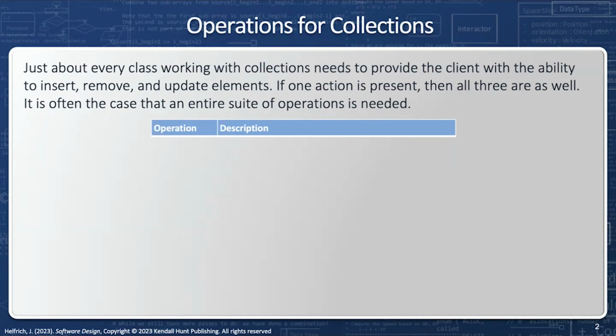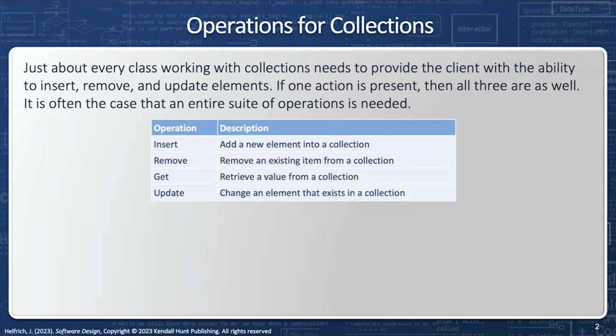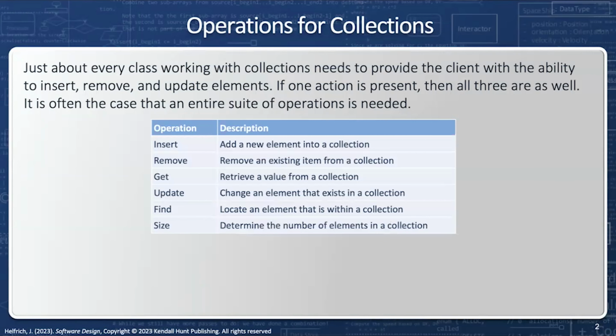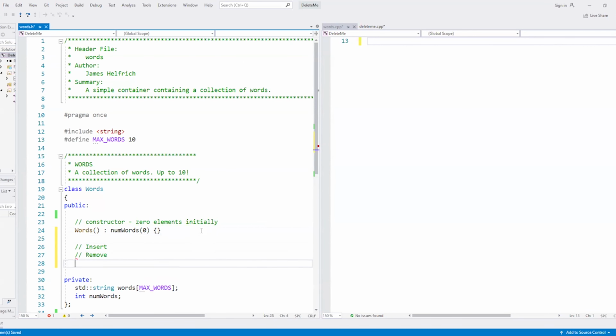So just about every class working with collections needs to provide certain interfaces that the client expects. And those include how to insert elements into the collection and remove elements from the collection, how to retrieve an element from the collection, as well as how to update an element within the collection. We're going to be able to find an element in the collection, determine the size of the collection, and finally iterate through the collection. We will demonstrate this process with a collection of words, kind of a contrived example, I know, which will go through each of these common operations. So we'll begin by making comments for each of the operations, and then we'll implement them all in turn.